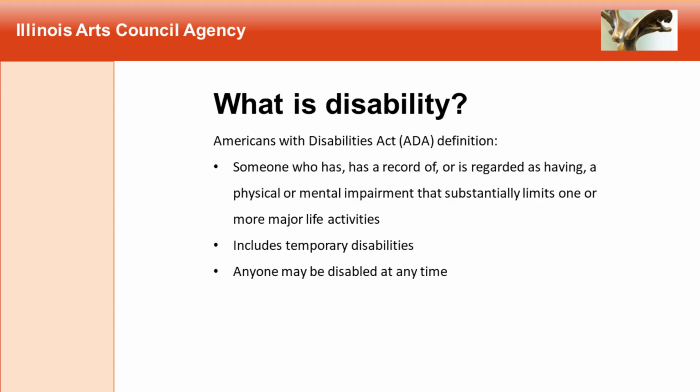What is disability? That's an important thing for us to understand here today. The ADA definition defines disability as someone who has a record of, or is regarded as having a physical or mental impairment that substantially limits one or more major life activities, which could include eating, breathing, walking, talking, seeing, etc. It also includes temporary disabilities, so thinking about somebody with a broken leg or someone recovering from surgery or even someone who's pregnant. And it's really important for us to remember that anyone may be disabled at any time. There's a really great quote that I like that says the difference between a person with a disability and a person without a disability is 10 seconds.